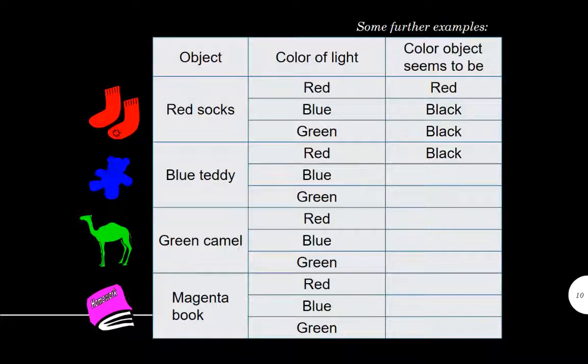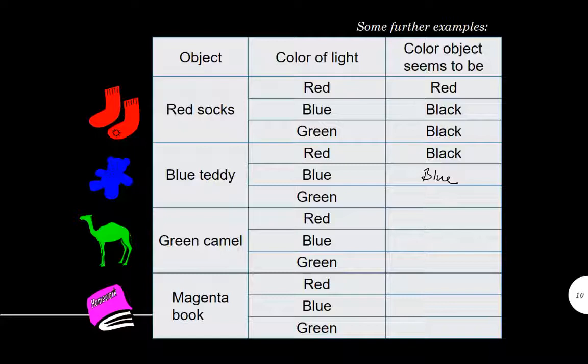Okay, so welcome back. Hopefully you've had a minute to go ahead and think about what these other ones would be. Let's go ahead and go through this together. Now, the teddy bear is blue. So in the blue light spectrum, this is actually going to still look blue, okay? Because that's the color that it is.